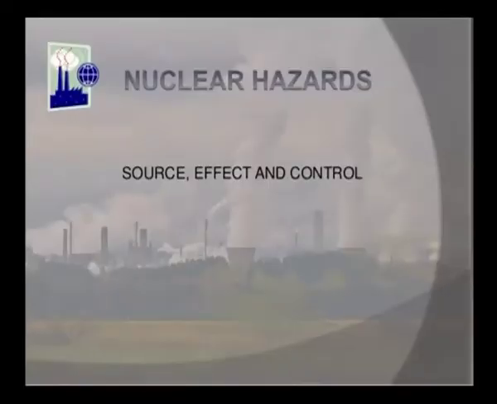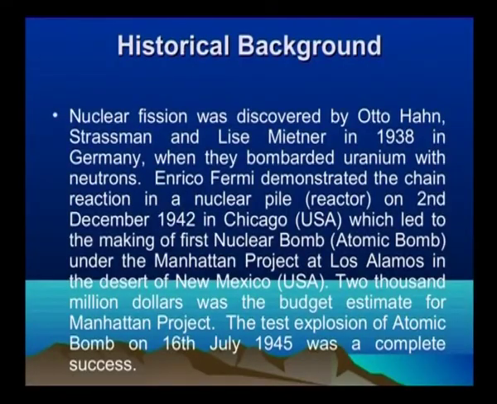Moving on to nuclear hazards, their source, effect and control. If you look at the history, nuclear fission came into being in the year 1938 in Germany when they bombarded uranium with neutrons. Fermi demonstrated the chain reaction in a nuclear pile or reactor in Chicago, completely put across on paper and in action, and that led to the first atomic bomb or nuclear bomb under the Manhattan Project in New Mexico.